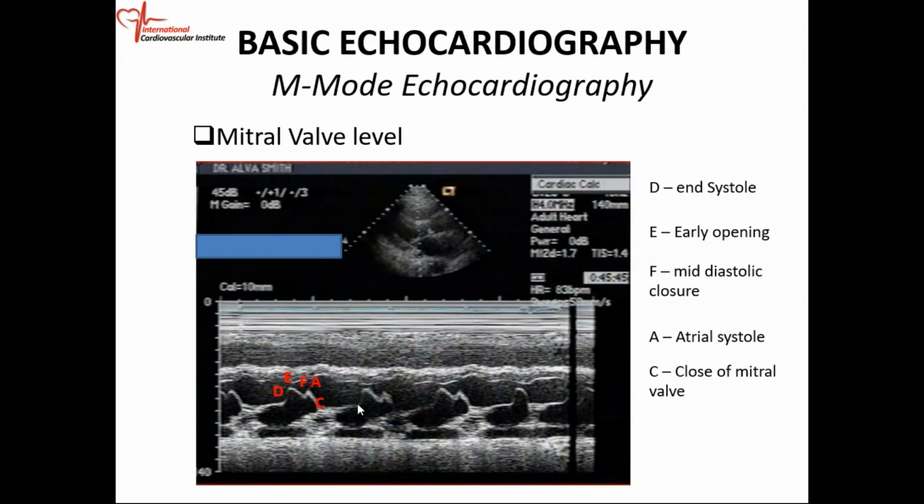D point, end systole. E point, early diastolic opening of the mitral valve. F point, mid-diastolic closure. A point, atrial contraction or atrial systole. And your C point, which is closure of the mitral valve. Okay? So you have to know those points.